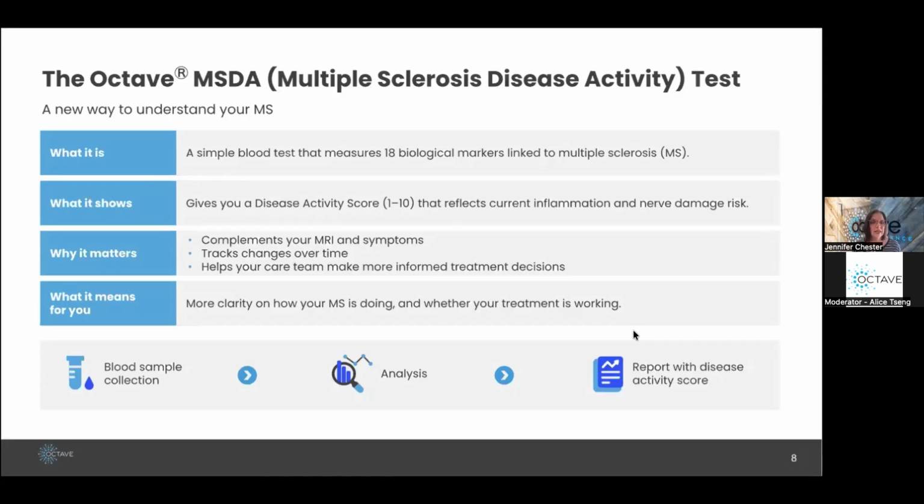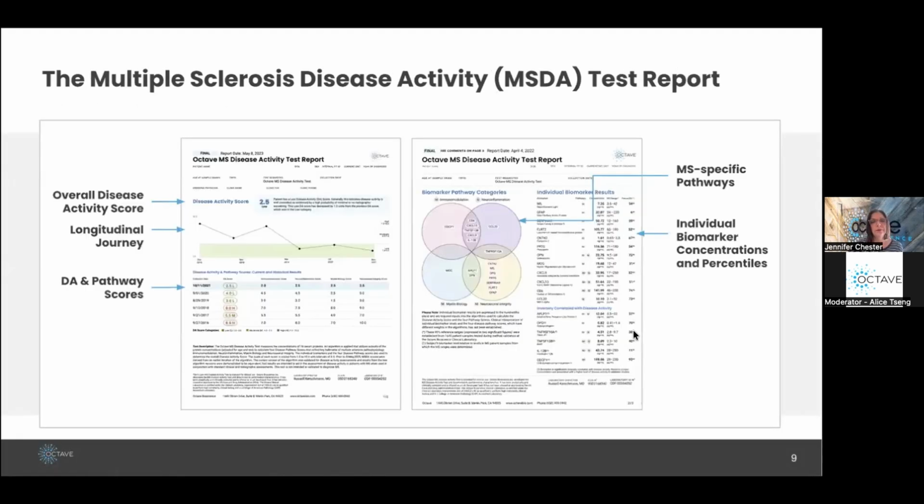So it's blood sample collection. It gets sent to a lab where it's analyzed, and then it generates a report which will show that disease activity score. So this is an example of the report. It's a lot of information, so we're not going to go into a lot of detail, but I wanted you to see what the report looks like. So I'm just going to point out a couple of things. The top part would have your patient information. This is going to be the disease activity score, or your number that says how active your disease is. It's also going to show your score over time from when you first had it drawn to where you are now. Here it shows that overall disease activity score over time, just like it did here.